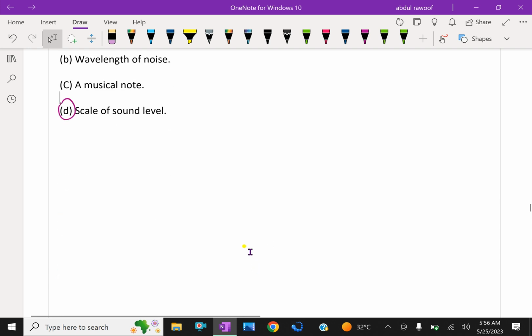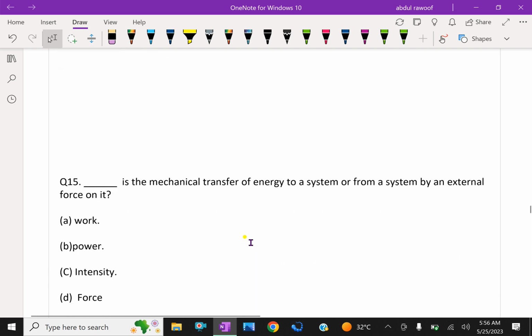Question number 15. This is the mechanical transfer of energy to a system or from a system by an external force: work.